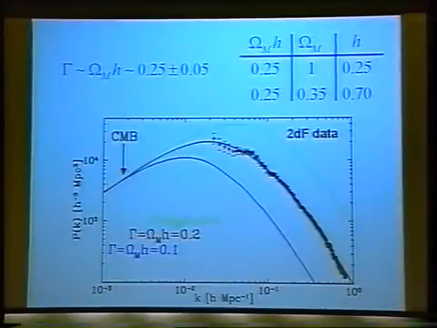So if omega times h is 0.25 and omega in matter is 1, that says that the Hubble constant is only 25 kilometers per second per megaparsec. That is only about half the value that even Sandage derives. If omega in matter times h is 0.25 and h is 0.7, the result of the Hubble Key Project, then omega in matter is 0.35. So this is evidence that omega in matter is 0.35 and not 1.